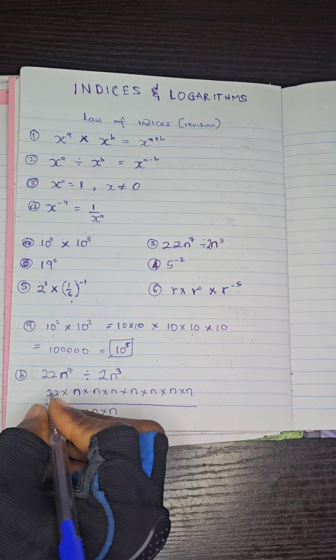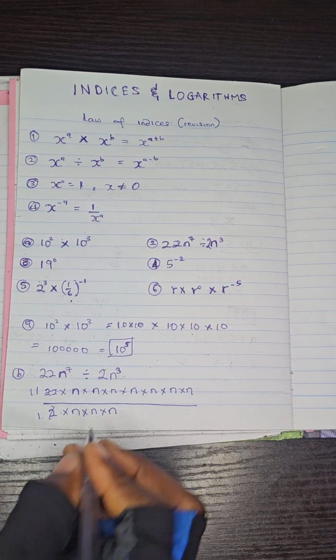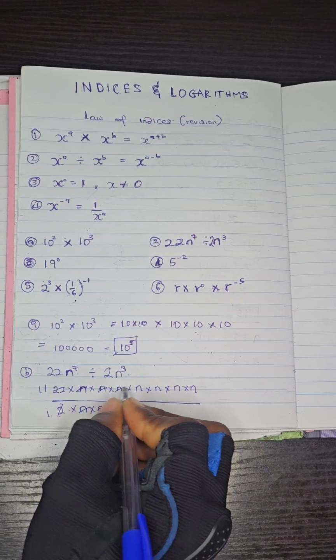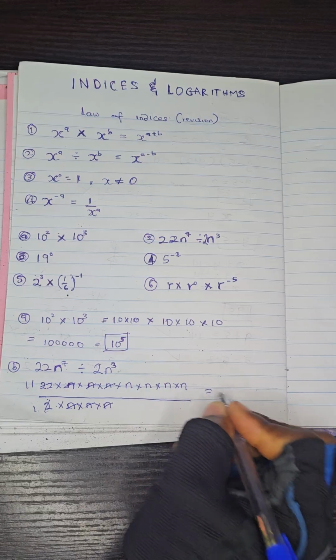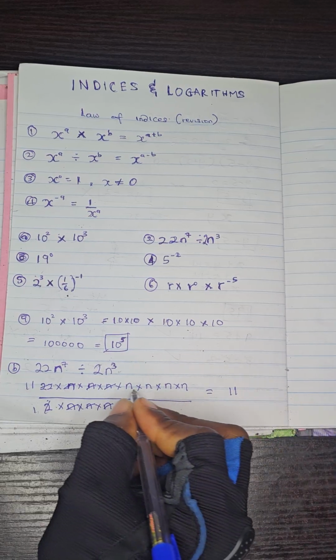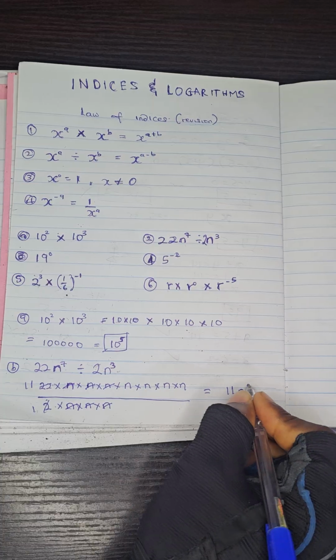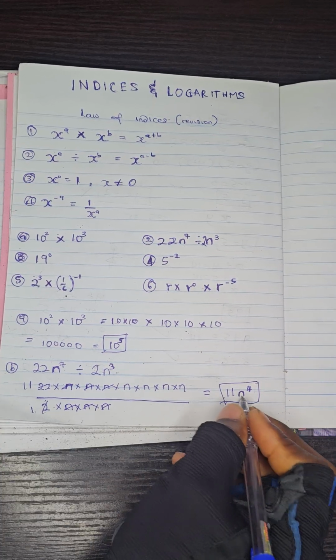So let's start cancelling out. When 2 cancels here, you have 1. When 2 cancels here, you have 11. So n cancels n, cancels n, cancels n. So you have something like 11 times n times n times n times n, that's n raised to power 4. This is your answer: 11 n raised to power 4.